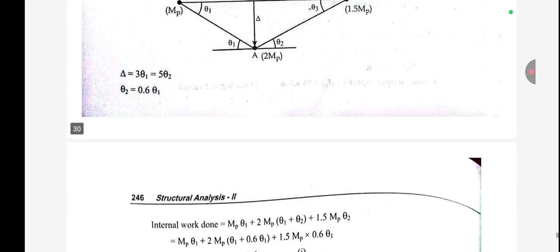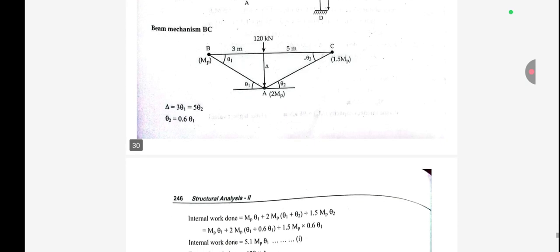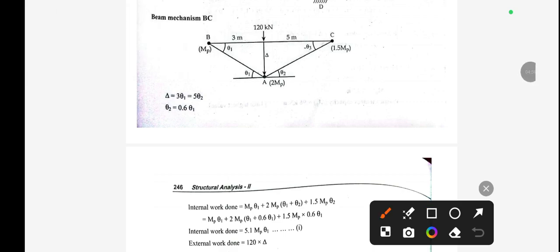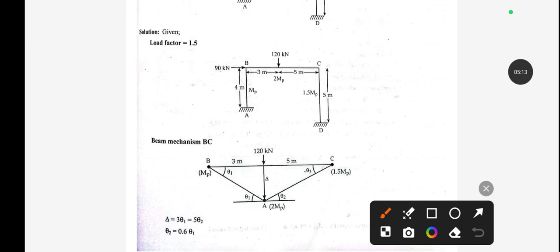Now let's move to the internal and external work. You can see in this figure we need to calculate two different works. For the internal one, the values are given in the figure: this is 2 MP, this is 1.5 MP and this is MP. So from this 2 MP and 1 MP, we need to take the lesser MP value. So this one is 1 MP, so we have to take 1 MP.